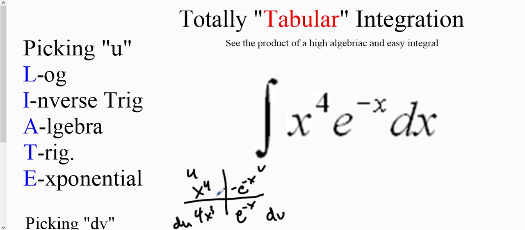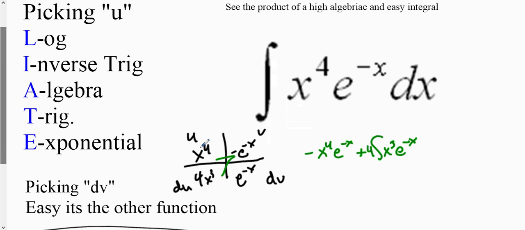Using Magic 7, bada bing, bada boom, what we'll have then is negative x to the fourth e to the negative x, minus the integral of this right here. Negative makes negative makes positive, so I'm going to turn that negative to positive. And then we have the 4 on the outside, I'll just put that right there, and then we have x cubed, e to the negative x. All right, and what you realize is that, hey, I have to integrate this.